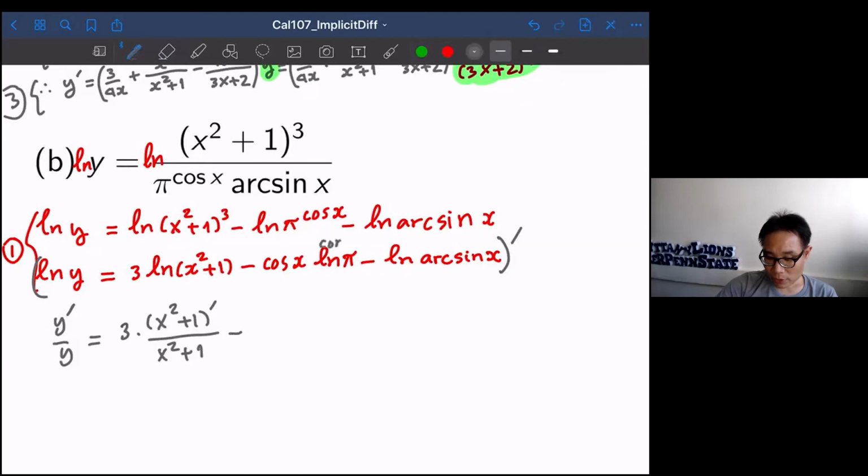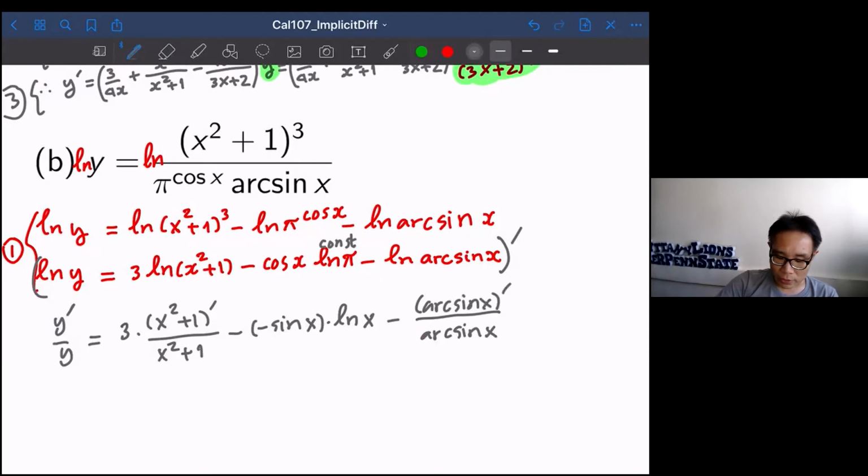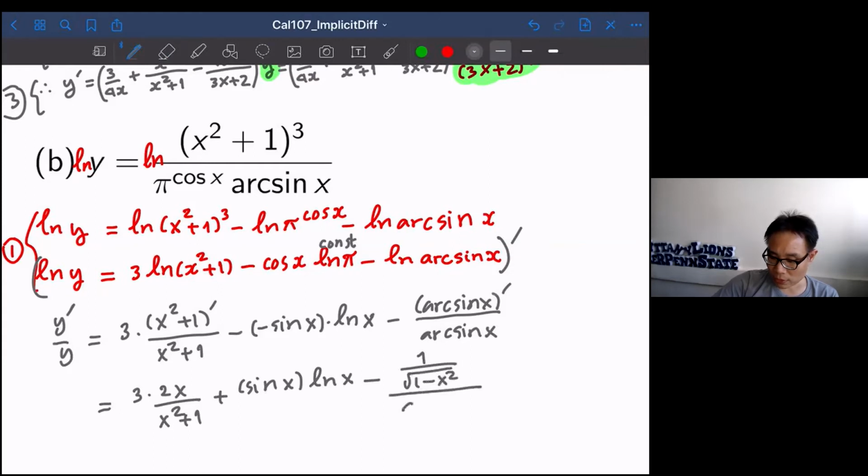So this log pi is going to be constant. So you're going to differentiate cos, you get negative sin x. And you have log arcsin x. So it's going to be arcsin x down here, and you have arcsin x prime, okay? So in this case, you will get 3 times 2x over x squared plus 1 plus sin x log pi, okay? And you differentiate arcsin, it is going to be 1 over square root of 1 minus x squared, and you have arcsin x, okay.